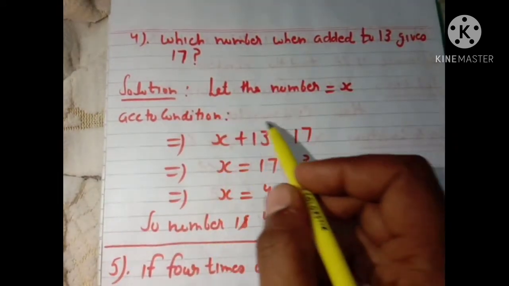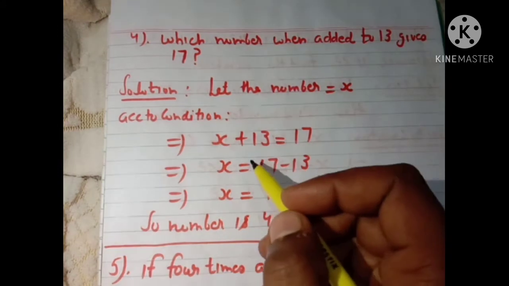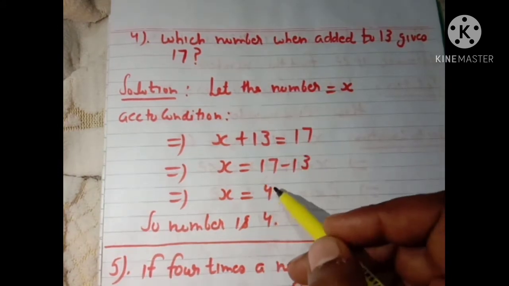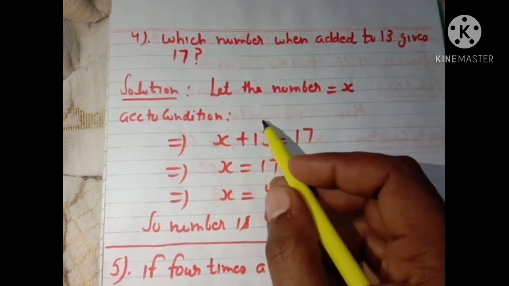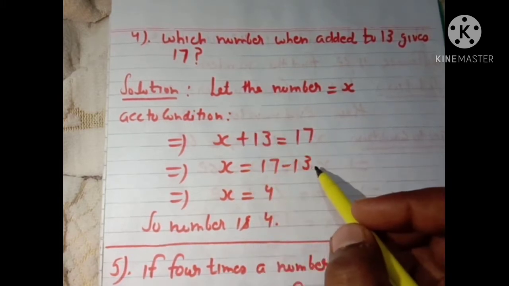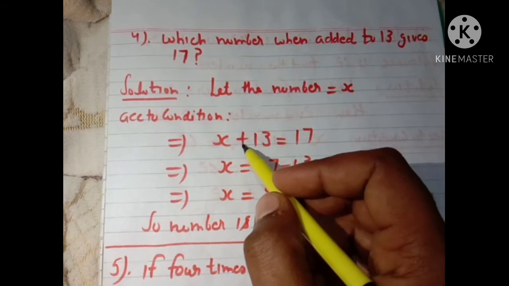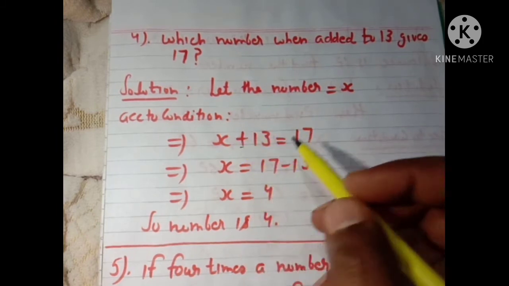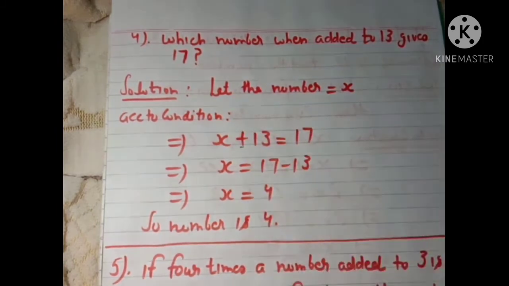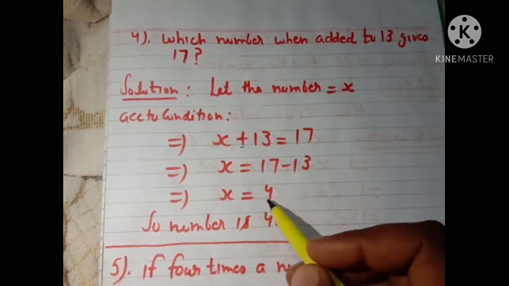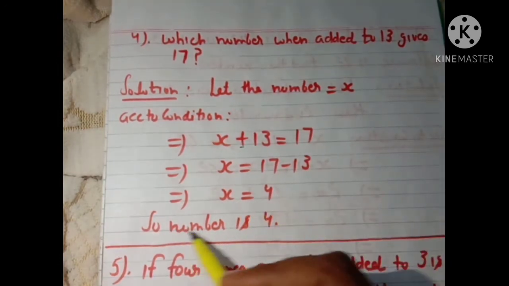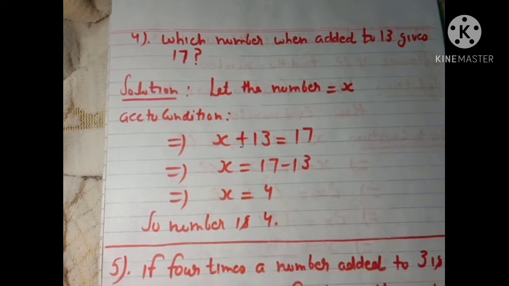So with this condition we have made this linear equation, and now you can see it is a very simple equation. Now we have to solve only this one. So we have to take only this 13 to the right hand side, and you can see here this 13 has a plus sign. So when we take this to the right hand side, it will become minus 13. So after subtracting this 13 from 17, it will become x is equal to 4. So in this case the number is 4. So this is the solution.